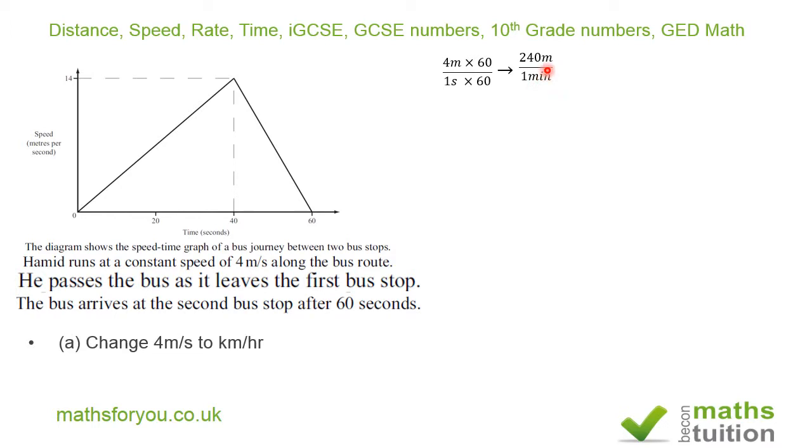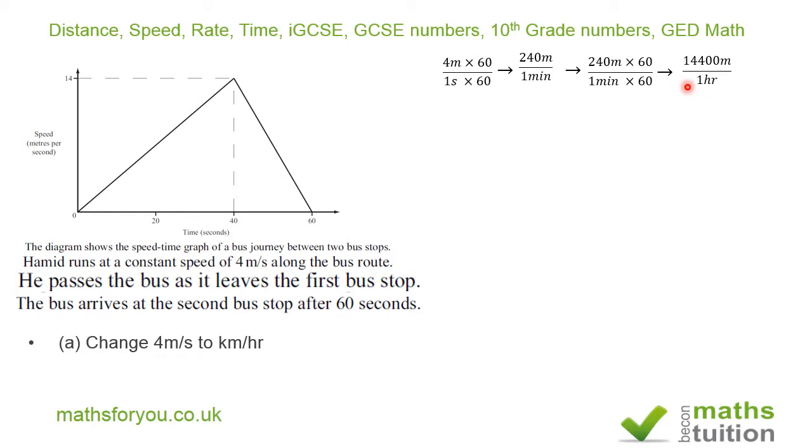Now similarly, if we multiply the numerator by 60 and the denominator by 60, we end up with 14,400 meters. And if you multiply 1 minute by 60, you get 60 minutes. So what we then have is that he is traveling at the equivalent of 14,400 meters per hour.